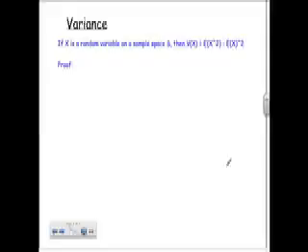If x is a random variable on the sample space S, then the variance of x is equal to E(x squared) minus the quantity E(x) squared.